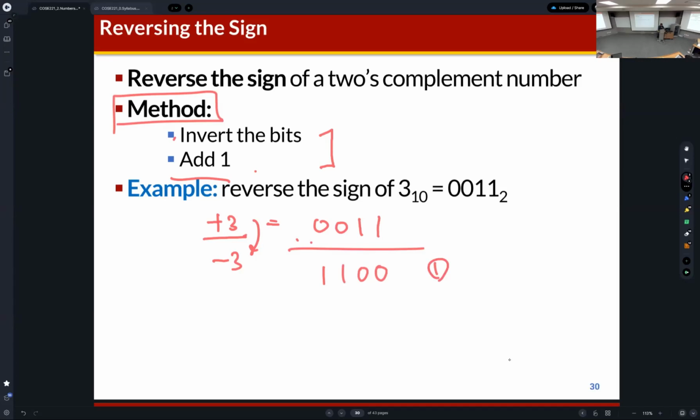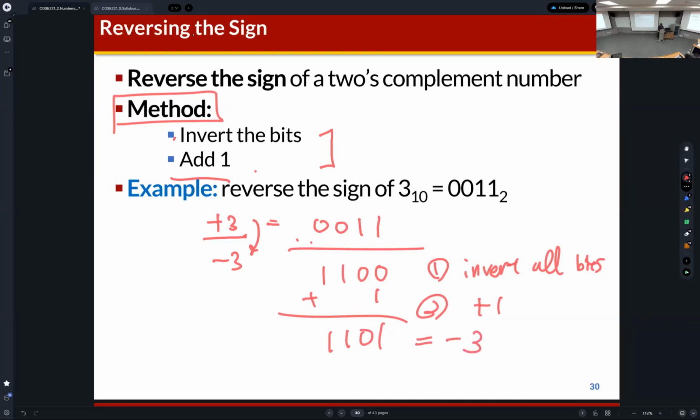The first step is to invert all bits. Okay. And then the second step is +1. So this is 1101. And this is -3. Why? This is -8. Okay. This is -8. This is 4. This is 1. So -8 plus 4 plus 1 equals -3. Okay. So we can convert +3 to -3 like this.